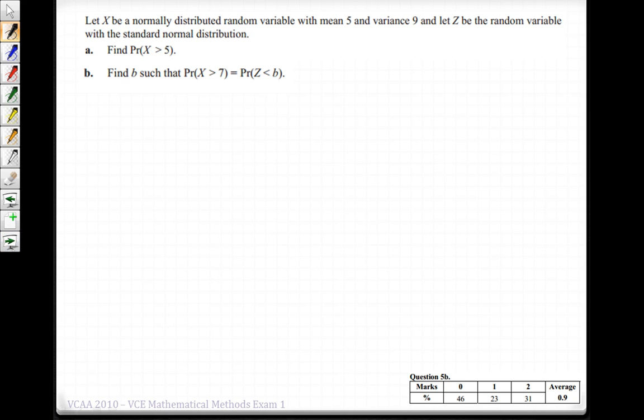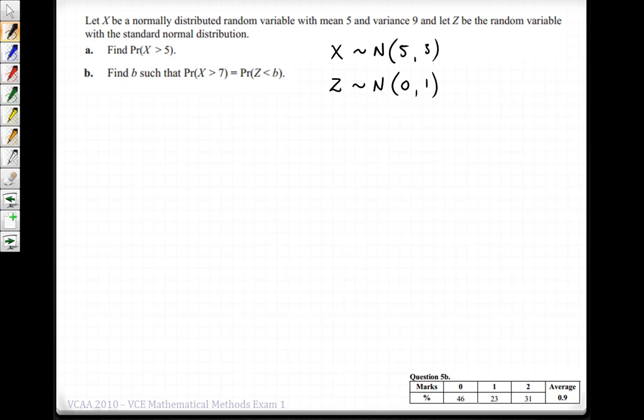So next up, we want to find b such that the probability that X is greater than 7 is equal to the probability that Z is less than b. So from our previous slide and discussion, X is normally distributed with a mean of 5 and a standard deviation of 3, and Z is normally distributed with a mean of 0 and a standard deviation of 1.